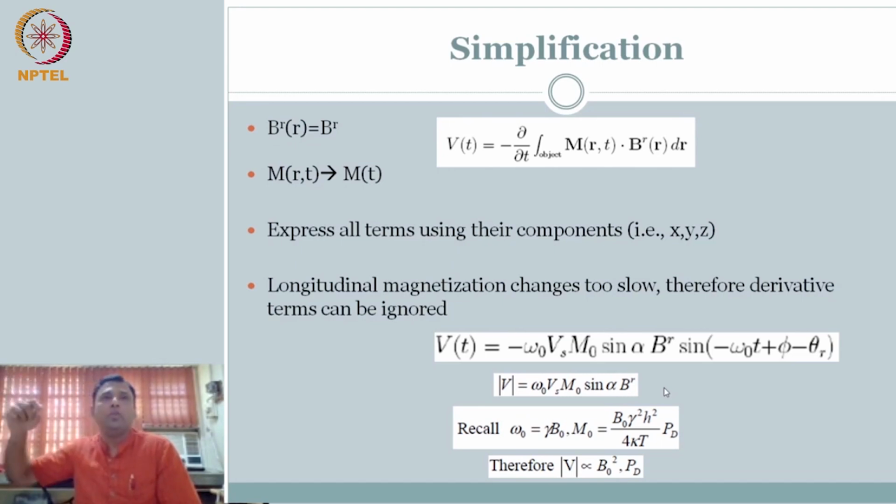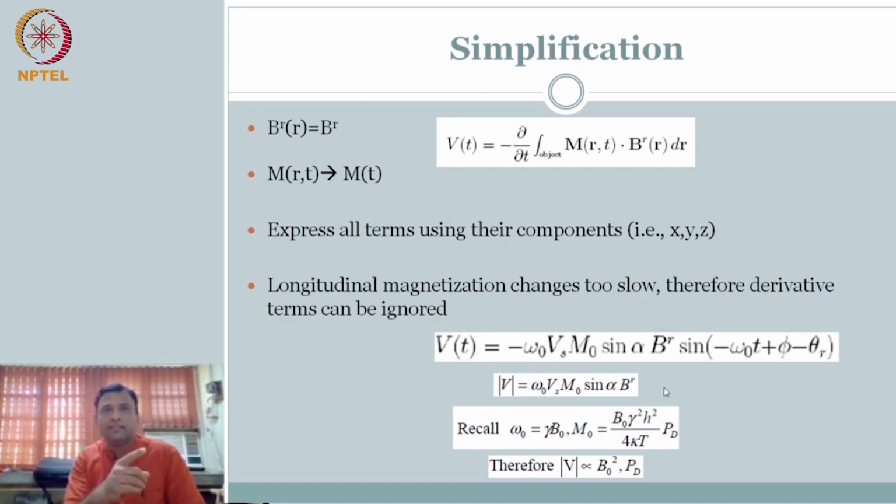What did we want to do? We want to make it coherent. We started with some alpha value. When will it be maximum? This voltage, the magnitude, is maximum when your sine alpha is 1. What does that mean? Alpha is 90 degrees.